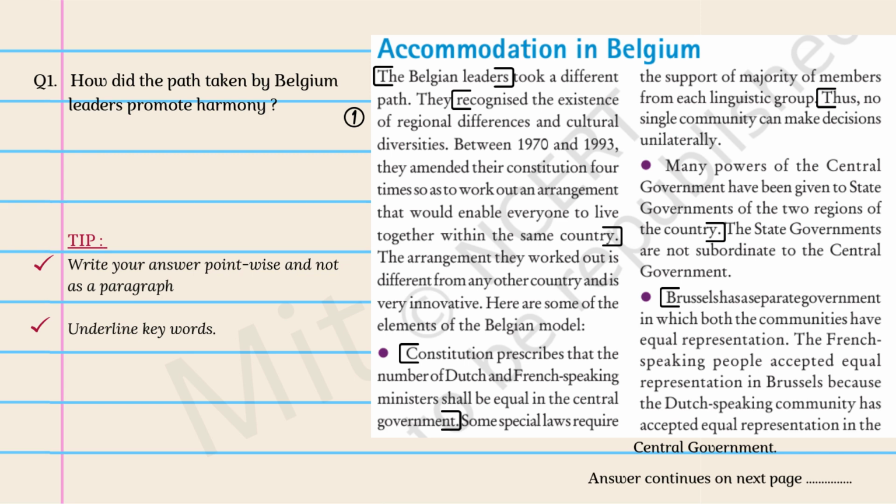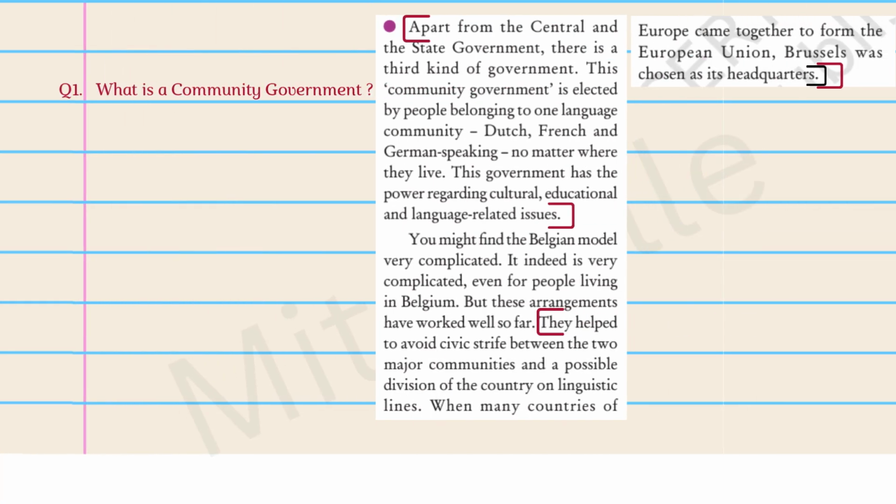Question 1, how did the path taken by the Belgium leaders promote harmony? Please note that this answer continues on to the next slide as well. This answer is to be given point-wise, very important to underline keywords.